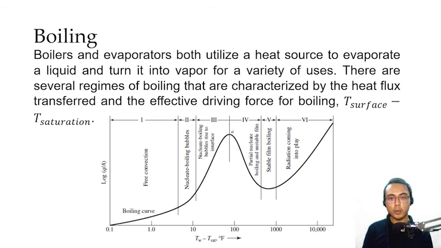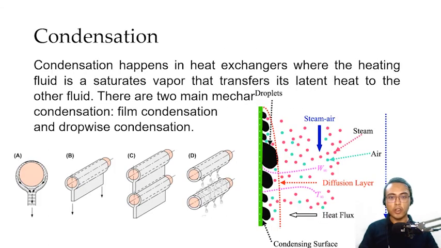So for practical purposes, we would want to keep this boiling curve at this maximum point here in between regime 3 and regime 4, wherein we have nucleate boiling that immediately releases the bubbles formed at the bottom surface. By keeping the temperature difference within this range, we are ensuring that we are getting the maximum rate of heat transfer in our boiling. To summarize, going back to condensation, we have two types, film condensation and dropwise condensation.